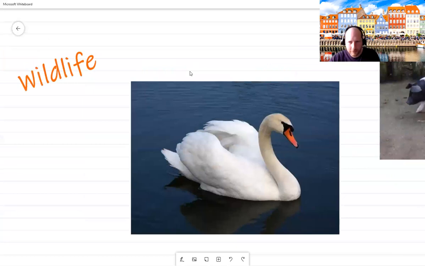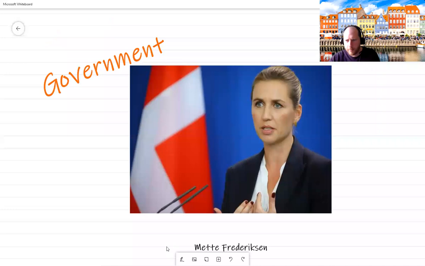Now, let's have a look at the government. And here we go. Here's our Prime Minister of Denmark, Mette Frederiksen. She's relatively new to the job. She was elected last year. And she is the Prime Minister. So that tells us that Denmark has a very similar government to our own. There's a parliament which is elected by the people, and that parliament makes the laws and the rules.